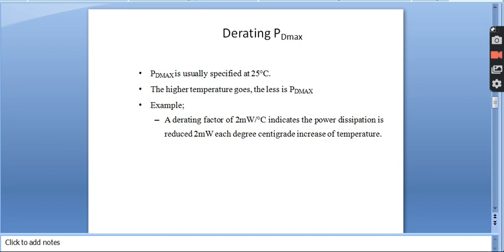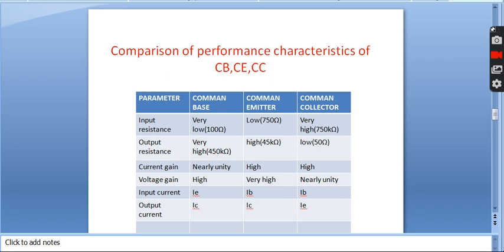The power is going to be reduced for each degree centigrade by 2 milliwatts when the temperature increases. So when the temperature increases, for every degree centigrade increase, the power dissipation is going to be decreased by 2 milliwatts. Up to this point we have to learn three configurations: common base configuration, common emitter configuration and common collector configuration.